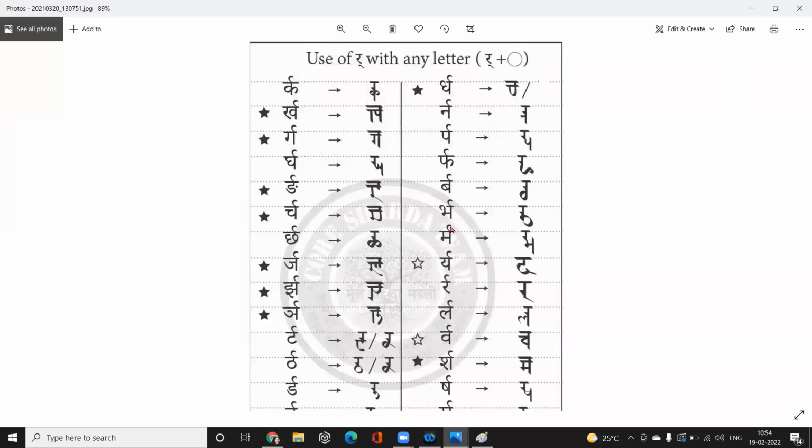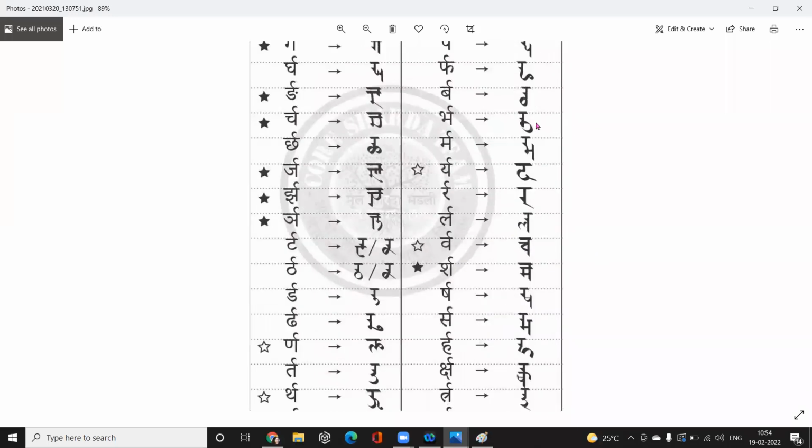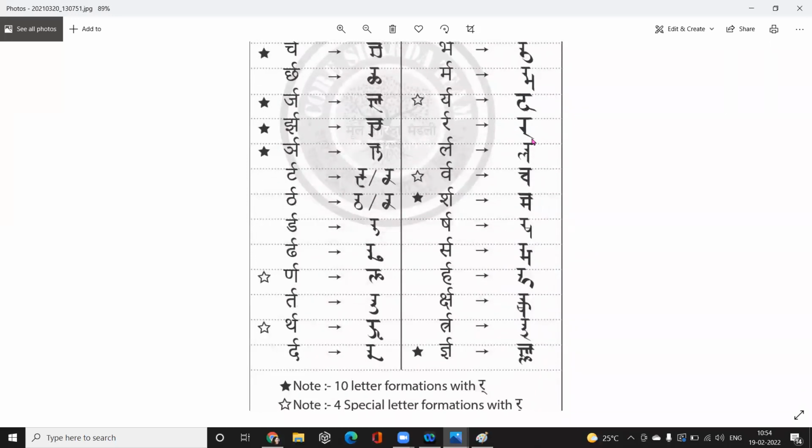Pa, pha, ba, bha, ma. Here we have seen ra. Although this is not grammatically correct, we don't have such a sound. La, va. Also we saw the special letter va, sha, and the rest of these. So we will send this reference material also so that you have it handy with you.